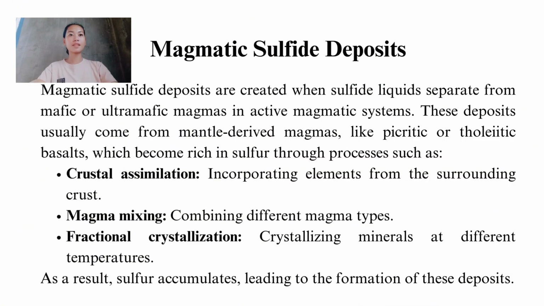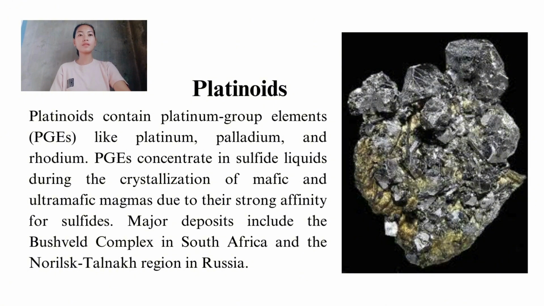The next type is the magmatic sulfide deposits, which form when sulfide liquids separate from mafic or ultramafic magmas in an active magmatic system. These deposits come from mantle-derived magmas like picritic or tholeiitic basalt. It has become rich in sulfur through the process of crustal assimilation, magma mixing, and fractional crystallization. As a result, sulfur accumulates, leading to the formation of magmatic sulfide deposits.